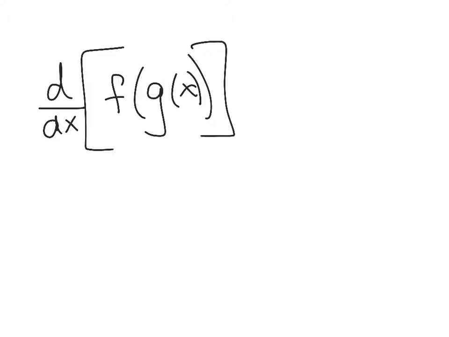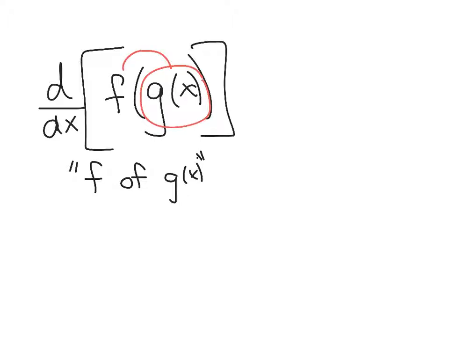Our next major topic is called the chain rule. So here's the notation. We're going to take the derivative of f of g of x. So let's write that out in English for ourselves. It says f of g of x. Basically, the chain rule occurs when we have one function inside of another function. As you can see, that g of x is inside f of x.